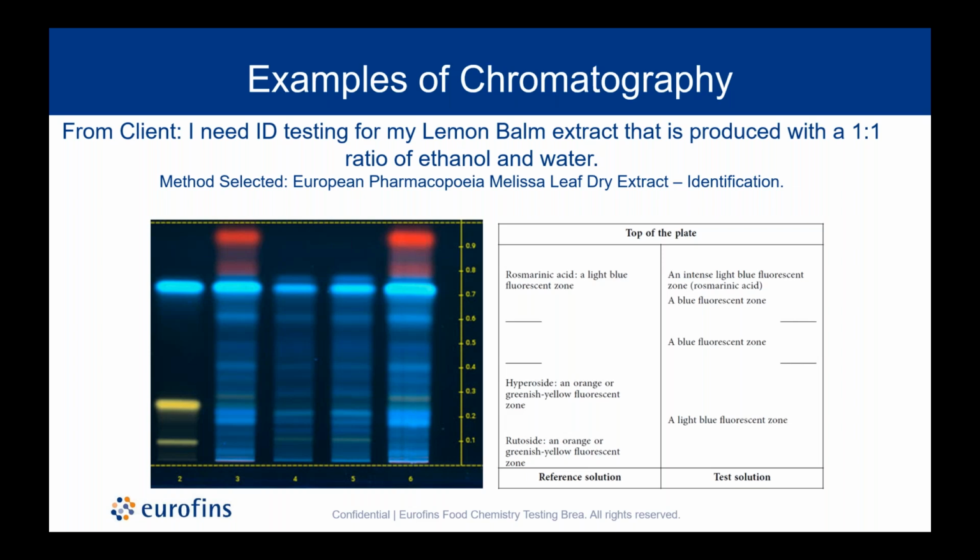And so again, you have the left and the right for reference and test solution. And the first band we're going to look at is going to be rosmarinic acid, a light blue fluorescent zone, and that is present in our reference standard solution. Then there is a hyperoside, orange or greenish yellow fluorescent zone, which is present in our standard solution, and a rutoside, orange or greenish yellow fluorescent zone, present in our standard solution.